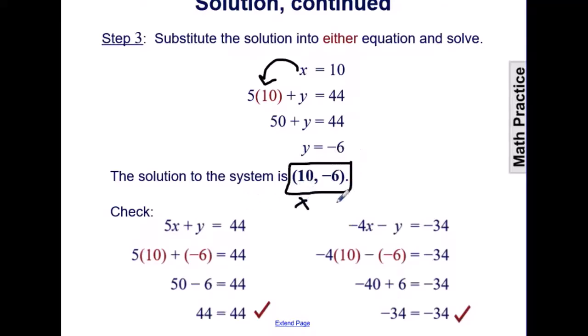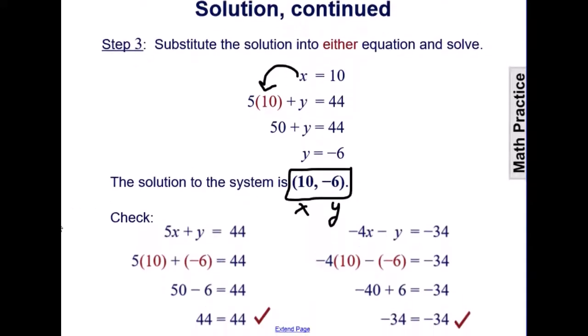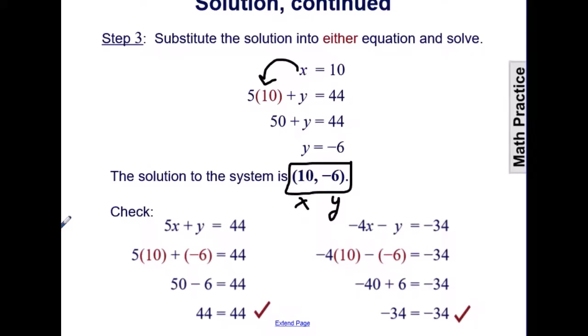Plugging in x equals 10 and y equals negative 6 into both equations checks out as well, making that substitution and simplifying. So elimination brought us to our solution. It's another way, especially because we had opposite coefficients. We could just add the equations.